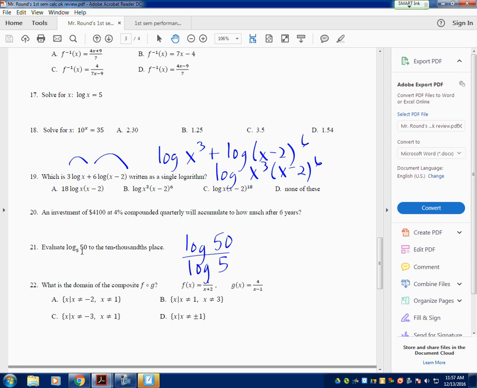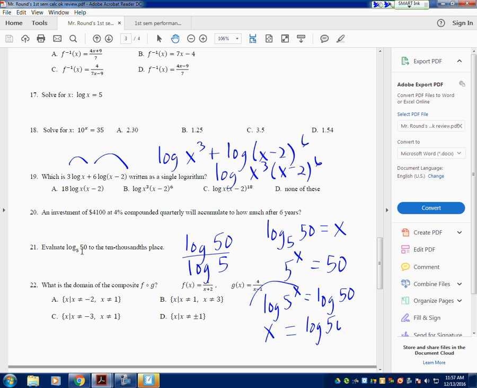If you didn't remember it, here's what you do. Set that equal to x. By definition, this is the exponential equation, 5 to the x equals 50. Then how would I solve for x? Well, that goes back to number 18 here. I take log of each side. That moves the x out in front here. You divide. And what do I get? So that's using the definition of logarithm to get the change of base formula. Okay?